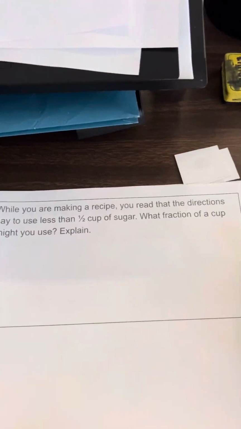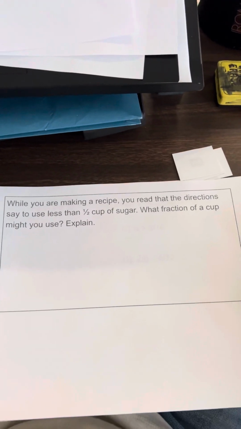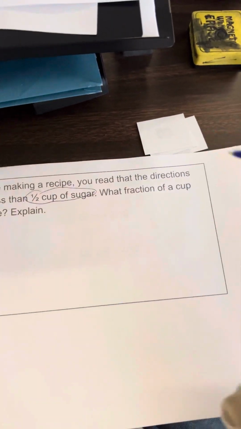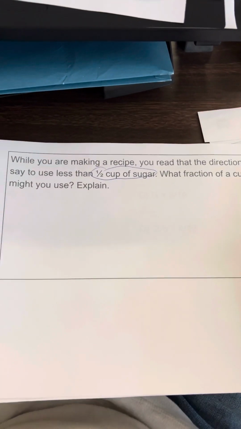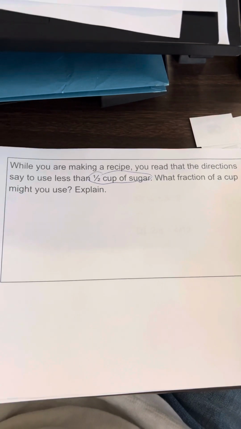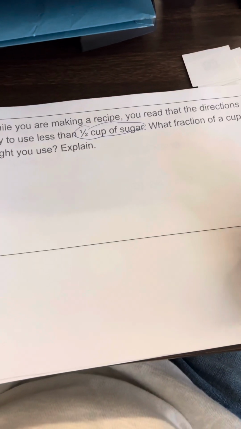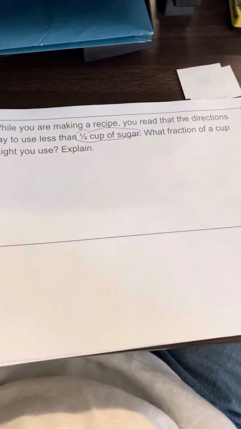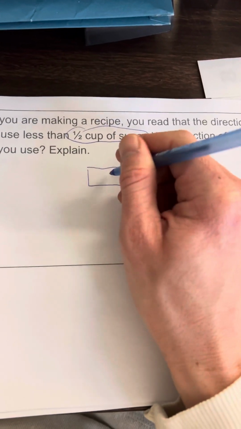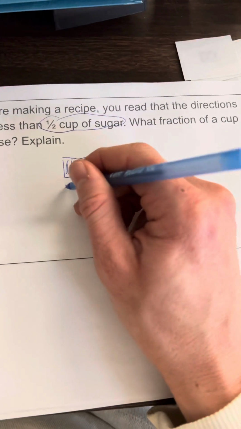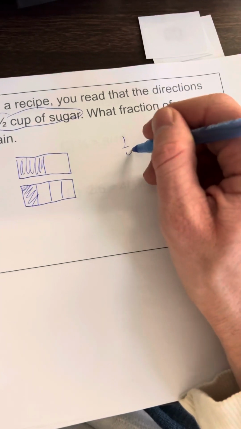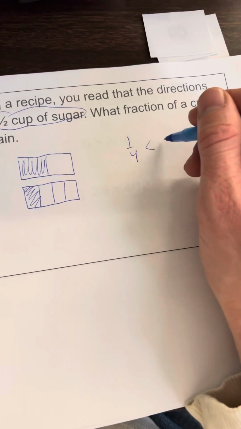All right. While you are making a recipe, you read that the directions say to use less than 1/2 cup of sugar. What fraction of a cup might you use? So this is asking, what are some fractions that are less than 1/2? You might just start to know fractions that are smaller than 1/2, right? If I think of 1/2, it looks like this. So I could do this, right? I could split into fourths and see that 1/4 is less than 1/2.